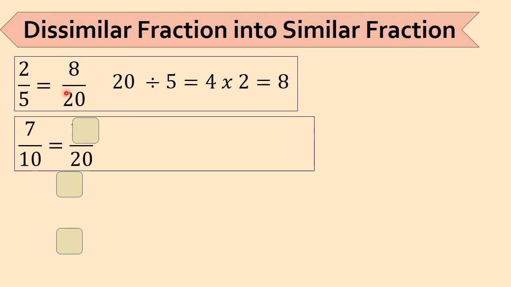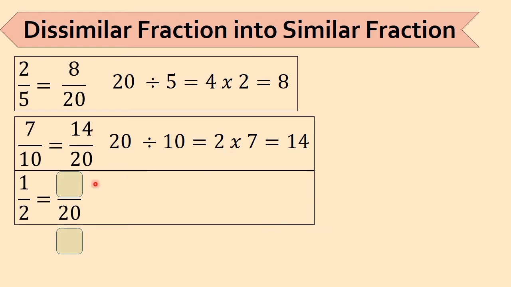And then 7/10. So using our new denominator, let's divide 20 by 10, which equals 2. And then we multiply it by our old numerator, which is 7. So 2 times 7 equals 14. Our 14 is our new numerator. So 7 over 10 equals 14 over 20.